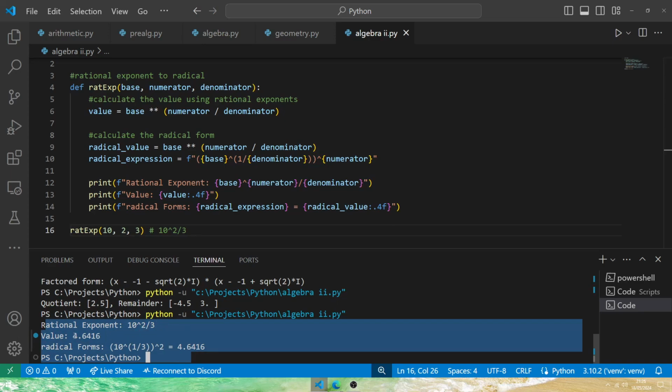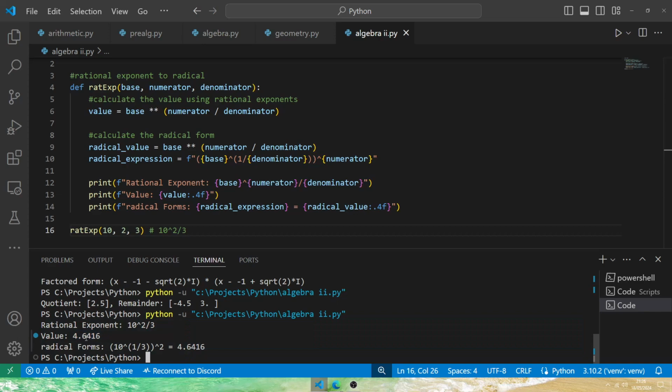And here we can see that our radical exponent is 10 to the power of 2/3, and our value is 4.6416, and our radical form is this big number right here. So that is showing the full equation and the value itself.